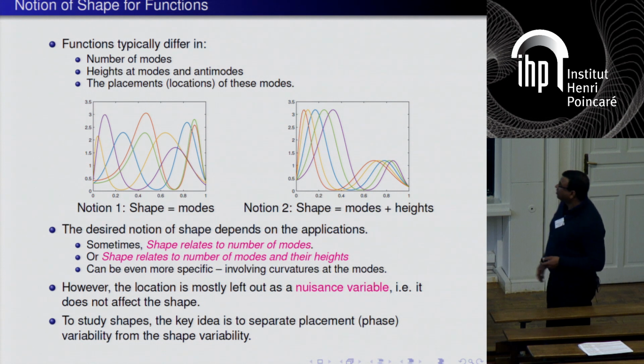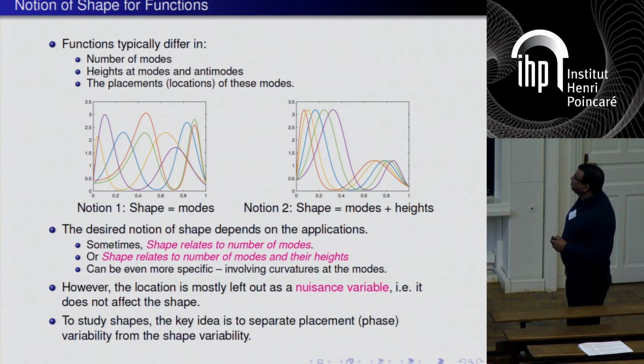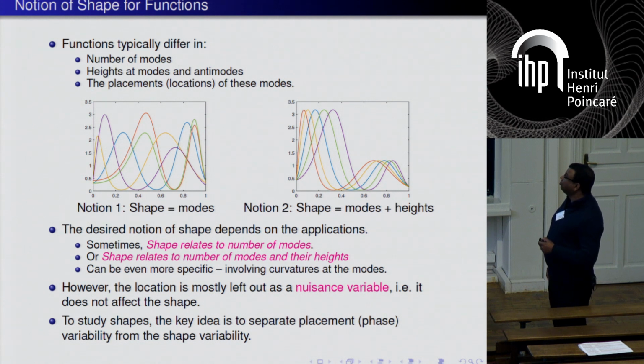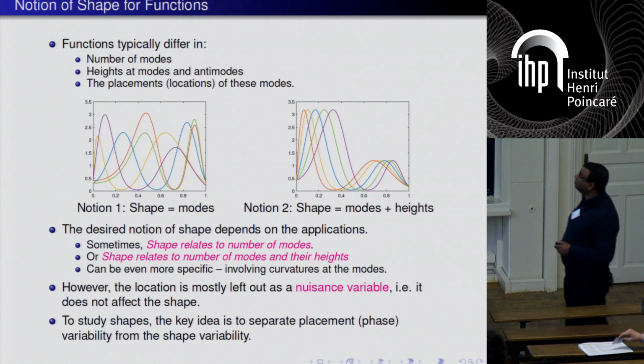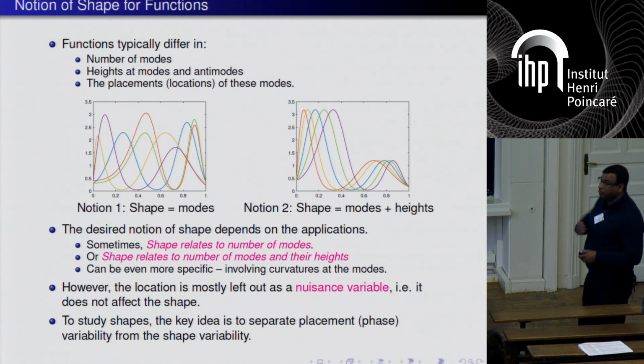There are several ways one can do that. So if I have functions, how do they differ? They differ in many ways. They can differ in different number of modes. They have different numbers of peaks and valleys. They may have different heights at these modes, the peaks are taller and less tall. And also the placement, where they are placed.